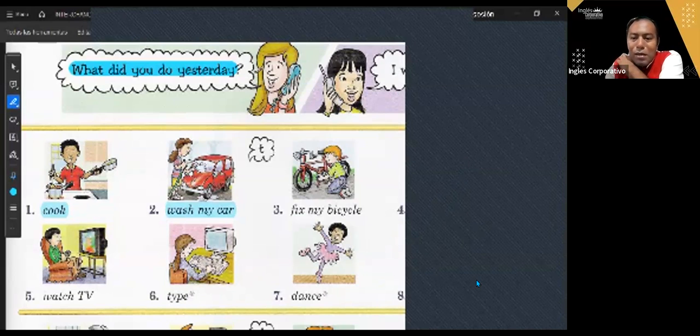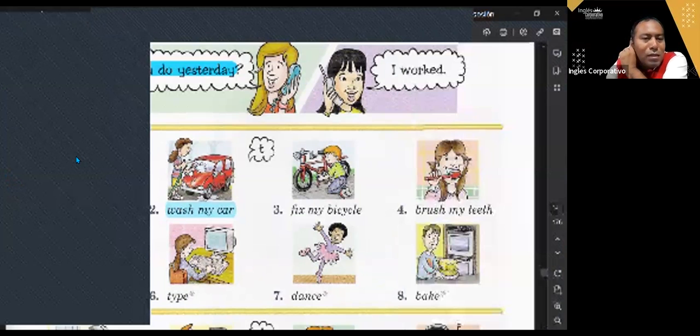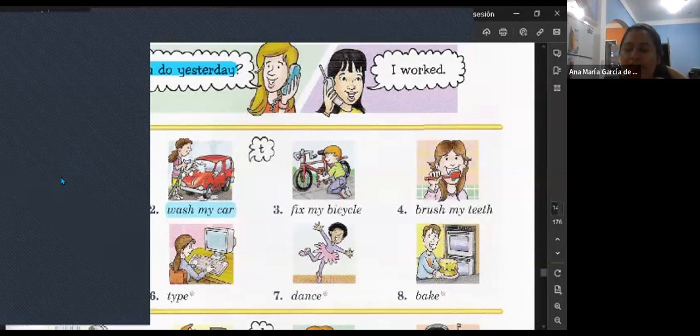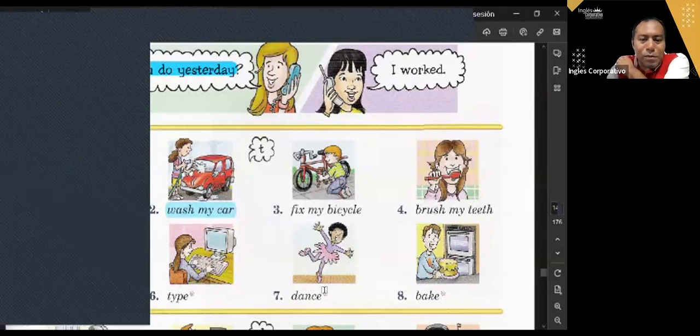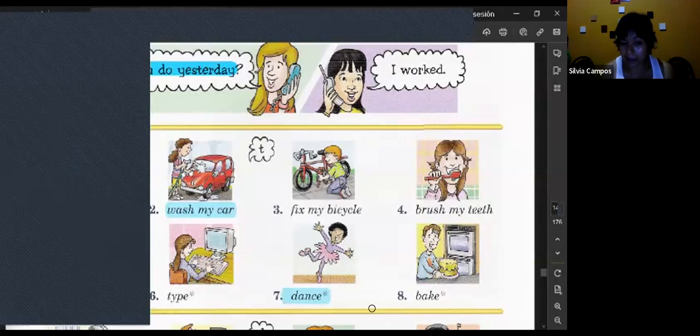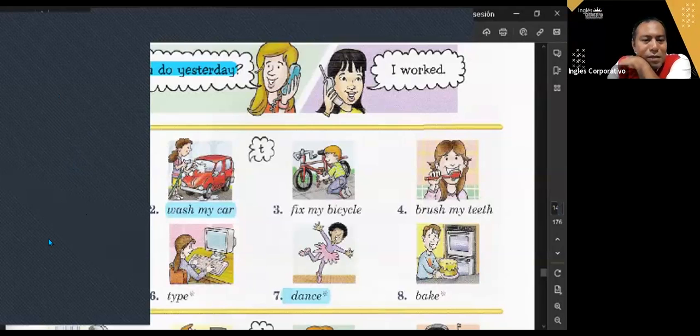Okay, number seven. ¿Voluntario para que me haga la pregunta siete? What did you do yesterday? Y contestar. Ana María García de Sigüenza, ¿puede hacer la pregunta a Rosa? What did you do yesterday? Silvia Campos puede responder. Yo bailé. I danced. Very good. Yo bailé. I danced. Ok, ¿alguien más? Quiero ver que no tenga la L. Jacqueline Andrea Orellana, la última pregunta a Jessica Melanie Serrano.